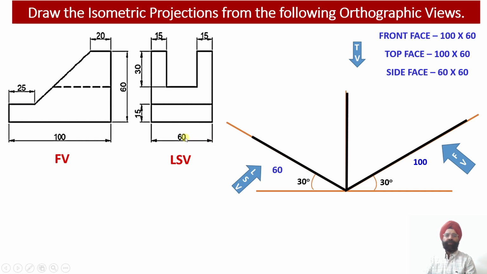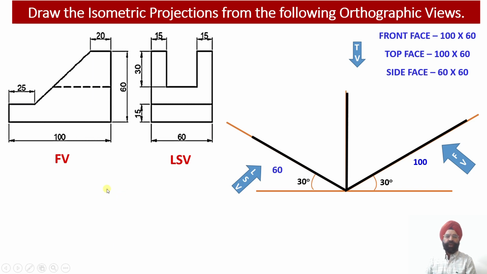Now when we have to draw the isometric projections, we have to work out the dimensions of the three faces of the given solid, because in the isometric projections we are required to draw the front face, side face and the top face of the solid into a 3D pictorial drawing. So here we have a 3D drawing in which all the three faces will be visible. So let us work out the sizes of the front face, top face and the side face.